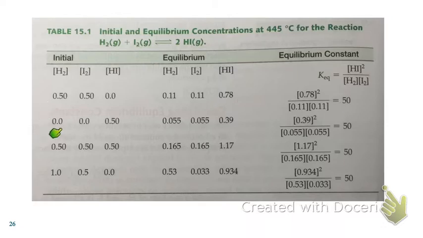What if we started with just the product and none of the reactants? Let it come to equilibrium. This is what we'd end up with. You plug those numbers in, you still get 50. What if we started with equal amounts of all three and let it come to equilibrium? These would be the equilibrium concentrations. You plug those in, still comes out to 50. Let's start with twice as much hydrogen as iodine and no product. This is what you would measure at equilibrium, still comes out to 50.